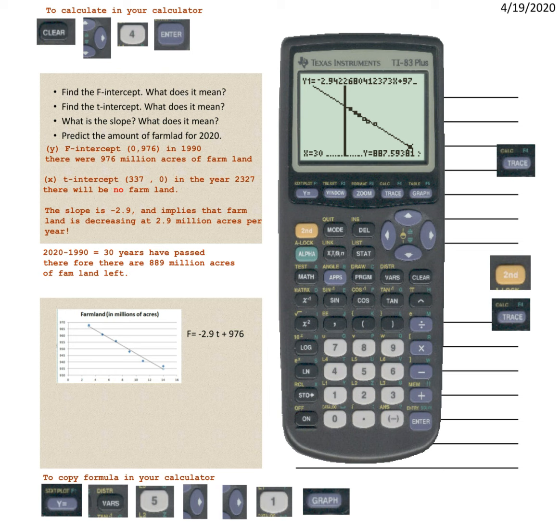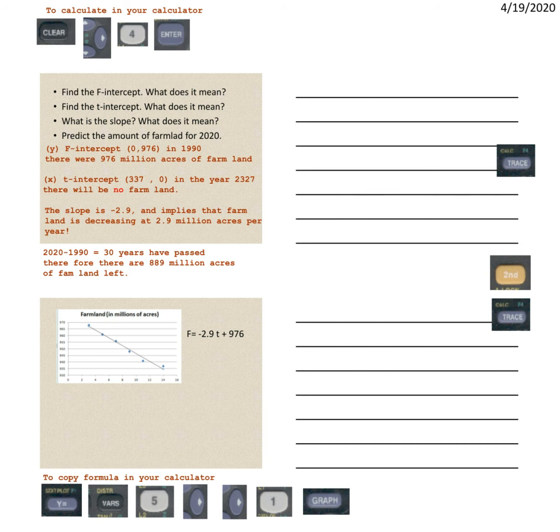So it tells me that the y value is 887.59, or roughly rounded to 889. I should have said 888, right? This is the closest value instead. But we'll keep it there for reference. 888 or 889 will work. So there are 889 million acres of farmland left in the year 2020. Oh boy, we've reduced a lot of farmland, agreed?